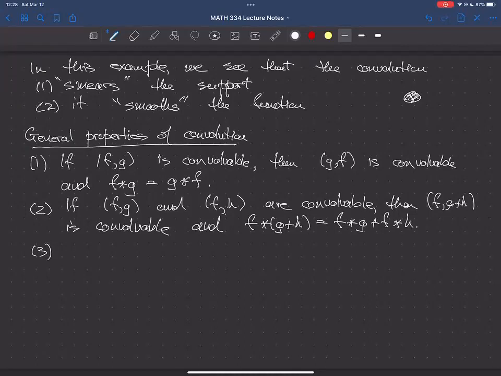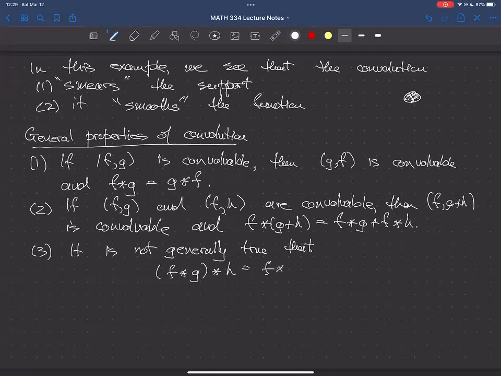All right, so convolution is not generally associative. It is not generally true that (f star g) star h is f star (g star h), even when the formula makes sense.